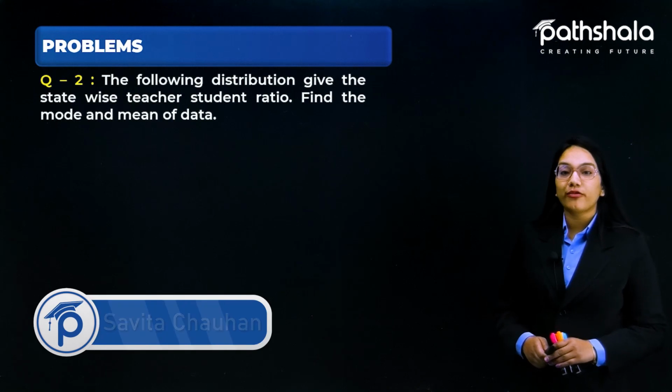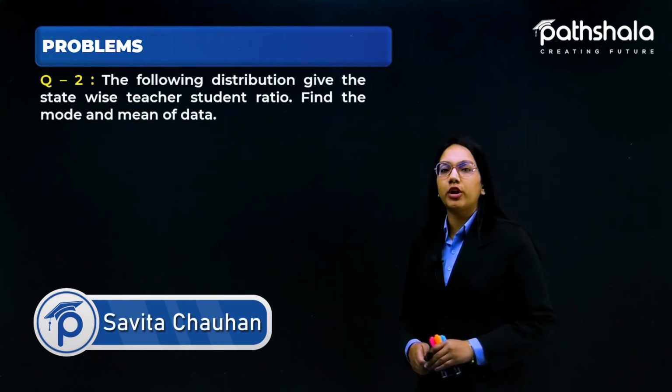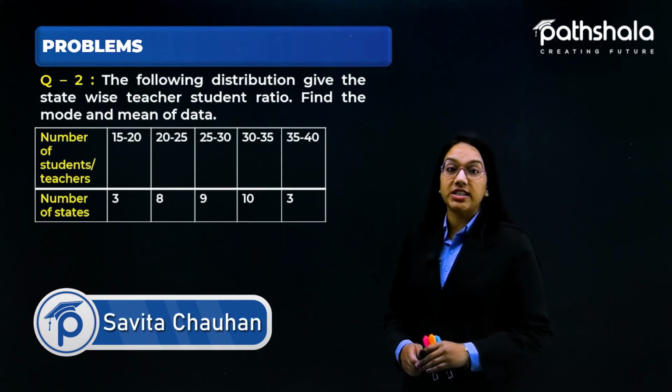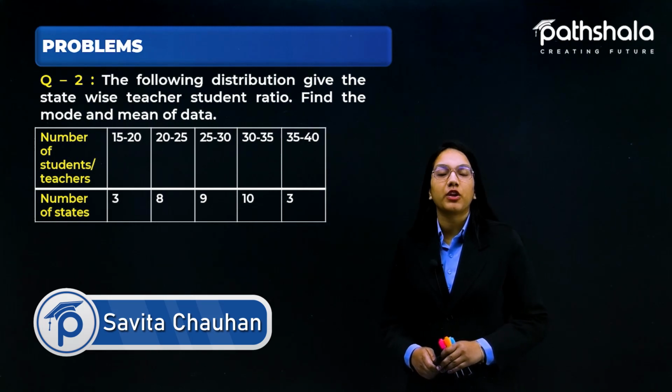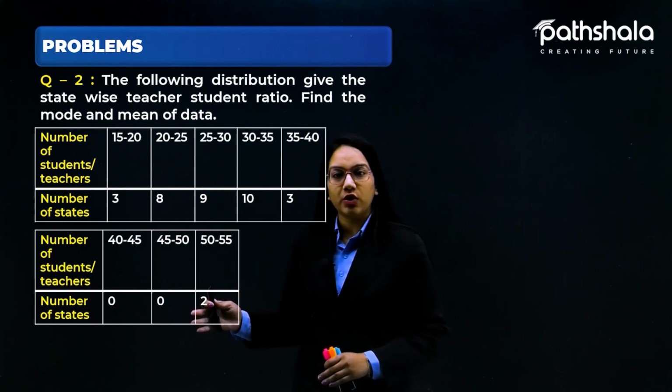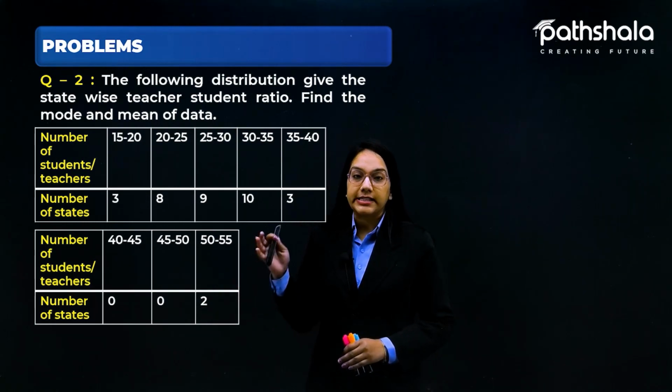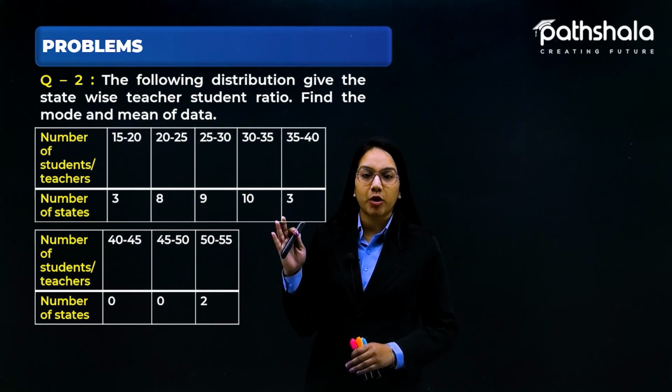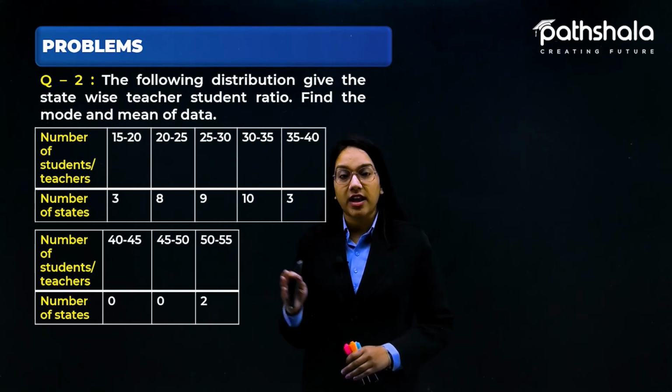Now let's move on further with question number 2, which says the following distribution gives the state-wise teacher-student ratio. Find the mode and the mean of the data. First of all, the data is given to us in this particular formation. You can see the number of students per teacher is given in this format, and the number of states is given as this.